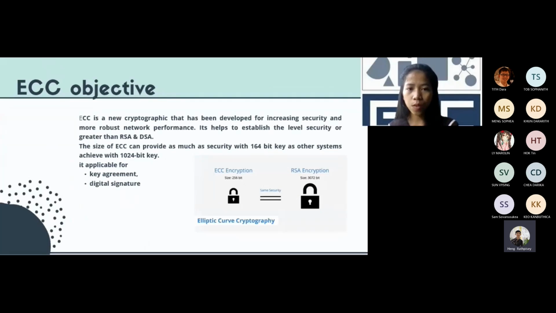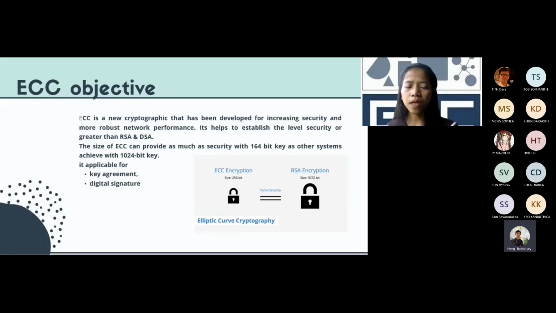About the objective of ECC: as we described before, it is related to the algebraic structure, and ECC has developed after much research from other researchers around the world. We concluded that ECC is a new cryptography based on development for increasing security and more robust network performance. It can establish security greater than RSA or DSA.